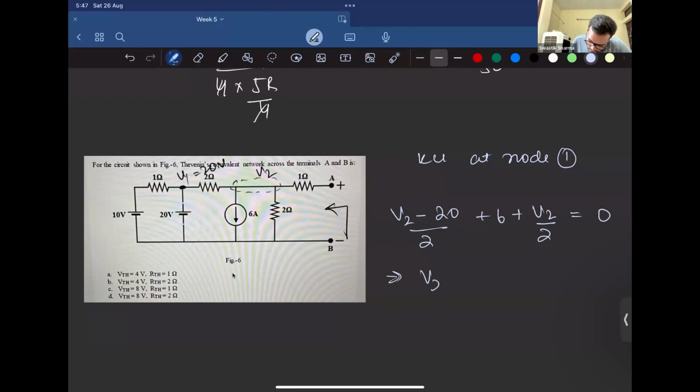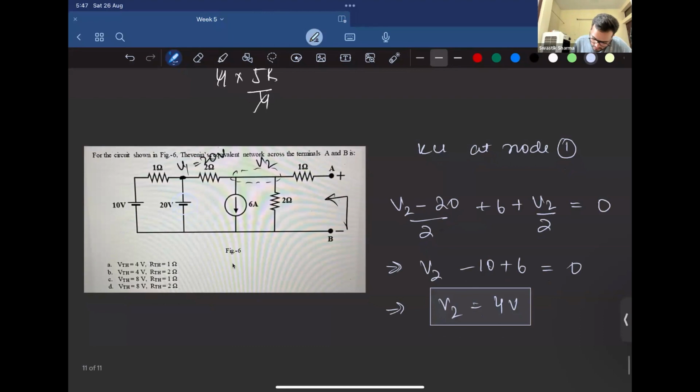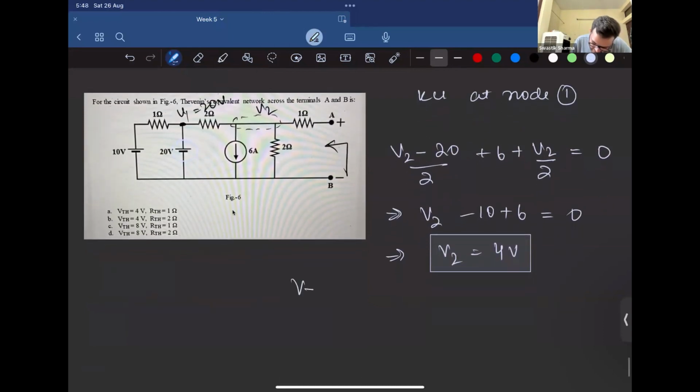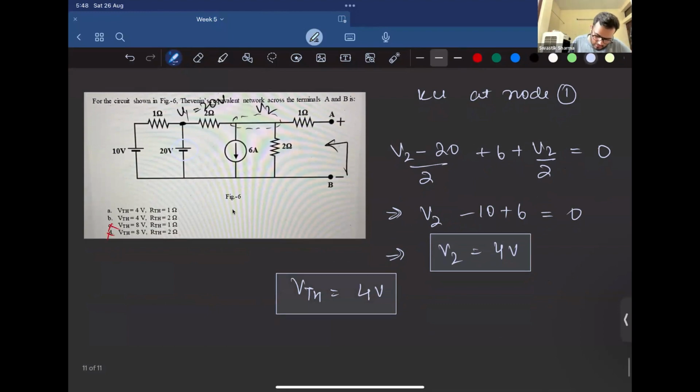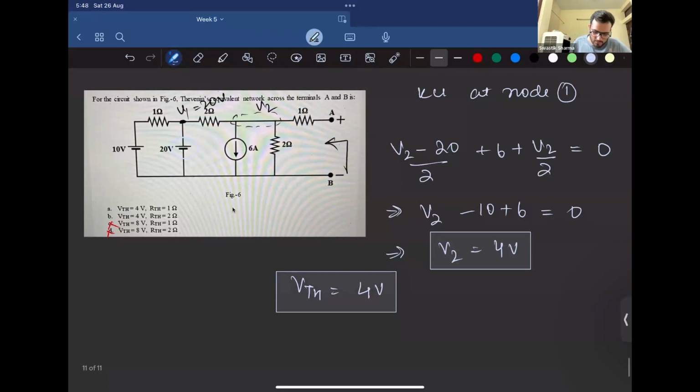So what is the value of V2? It comes out to be 4 volt. So is it safe to say VTH is 4 volt? Because it's directly connected to that open circuit. So VTH is 4 volt. Now that means C and D can't be our answers. So I want someone to solve for RTH. It's easy, right?